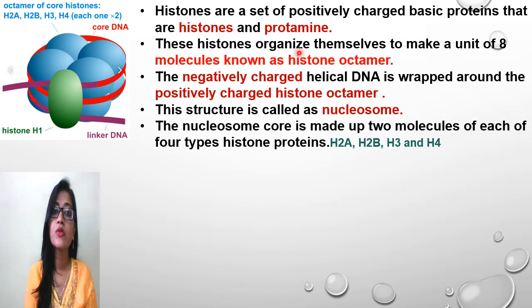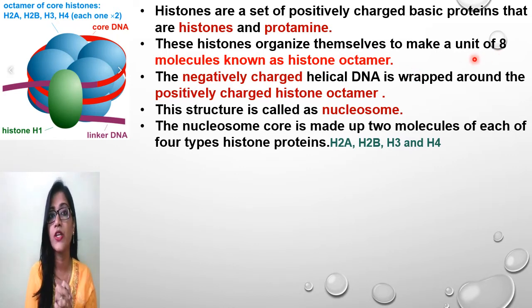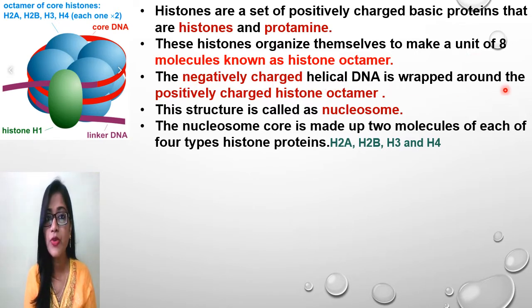So these histones organize themselves to make a unit of 8 molecules. The unit of 8 molecules present in the histone proteins, because of their organization, is called the histone octamer. Octa means 8. So the negatively charged helical DNA is wrapped around the positively charged histone octamer. This structure is called a nucleosome.